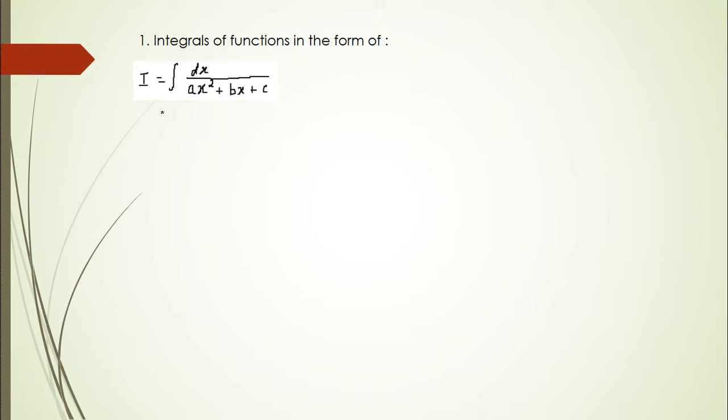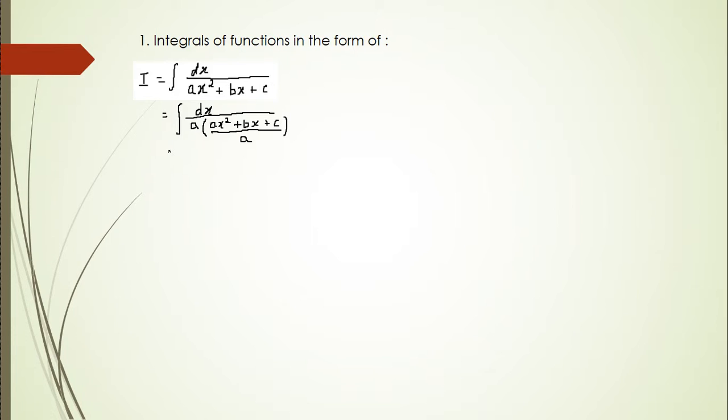So we write this as integral dx divided by, now first I'll multiply by a. I multiplied the denominator by a. Now I'll divide the denominator by a. So I'll get ax square plus bx plus c whole divided by a.